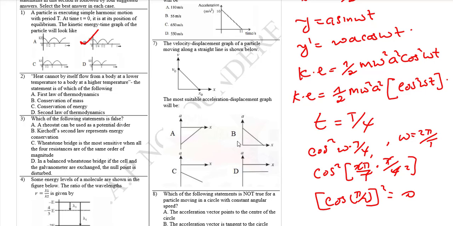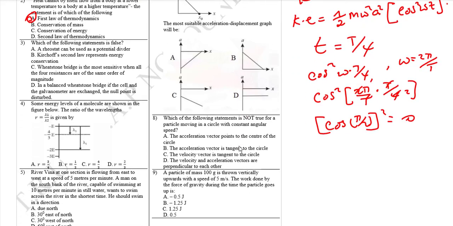Now we go to number 2. They say heat cannot by itself flow from a body at a lower temperature to a body at a higher temperature. The statement is of which of the following? A. First law of thermodynamics. B. Conservation of mass. C. Conservation of energy. D. Second law of thermodynamics. The correct option is the first law of thermodynamics, where we see that delta Q is equal to delta U plus delta W. Is that okay? Okay, so the correct option is A.